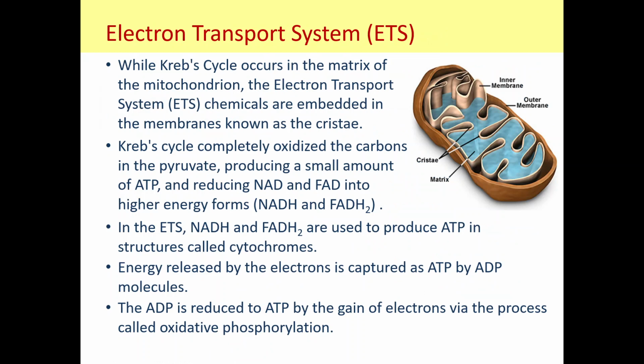And now, before we end this video, there's one last segment, the electron transport system or ETS. While the Krebs cycle occurs in the matrix of the mitochondria, ETS chemicals are embedded in the membranes known as the cristae. It's basically the second membrane in the mitochondrial organelle. The Krebs cycle completely oxidizes the carbon in pyruvate, producing a small amount of ATP and reducing NAD and FAD into higher energy forms. And in the ETS, this NADH and FADH2 is used to produce ATP in structures called cytochromes.